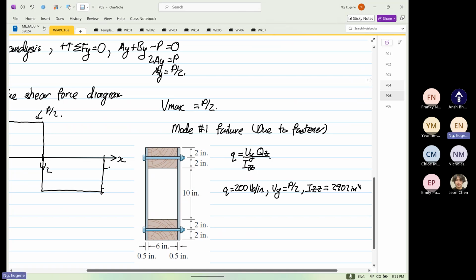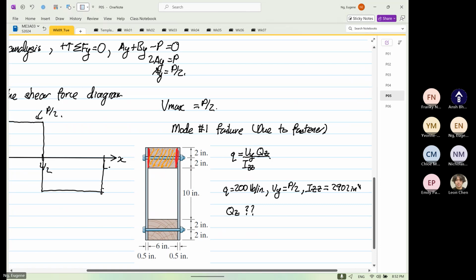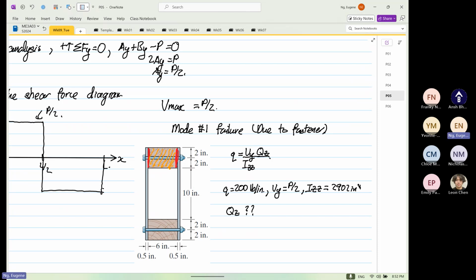Okay, now the confusing part is this, what is Qz, right? So the fastener, when we look at failure, failure will occur here and here. And what did the rule say? The shear flow has to distribute across the entire member. So the first moment of area to consider is this entire section over here, not above the fastener or below the fastener. The whole member, it has to distribute across the whole member first.